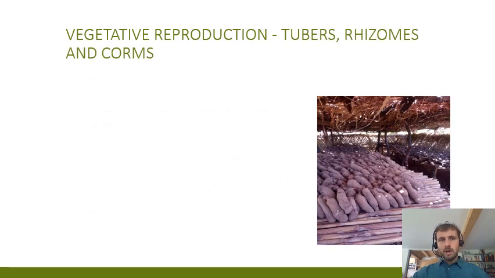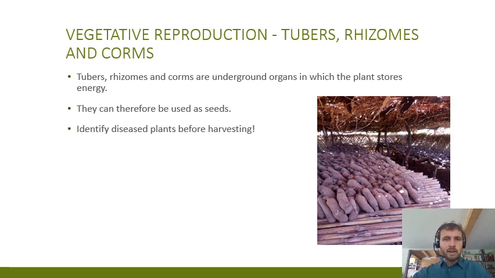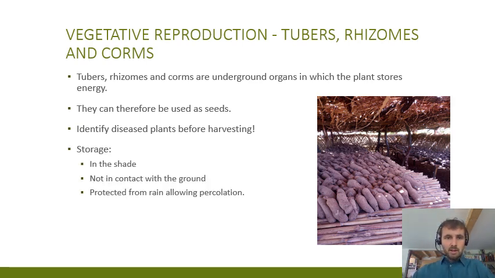So then another way of reproducing vegetatively is using tubers, rhizomes, and corms, or underground organs. They're usually organs where the plant stores its energy, so it's good to start a new plant, and they can then be used as seedlings. If you use this kind of propagation, you really should look for disease before choosing the individuals you're going to plant.